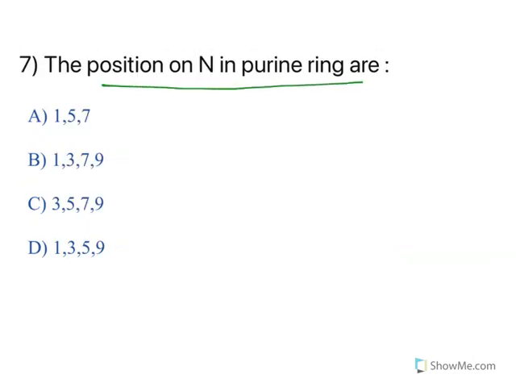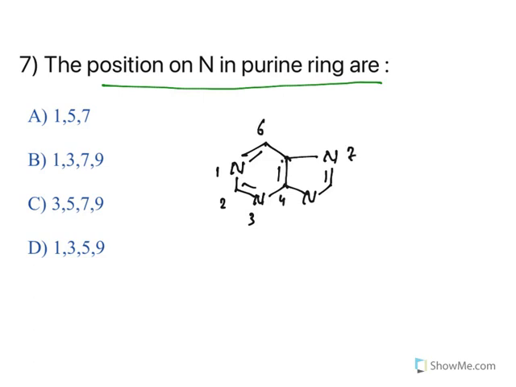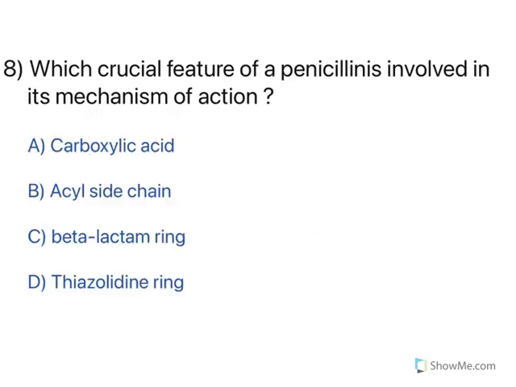Now the position of nitrogens in purine rings. Again, you need to know what a purine ring is. Purines and pyrimidines are basic nitrogen rings present in DNA and RNA. Now this is what a purine ring is. When you see the numbering, it starts from here: 1, 2, 3, 4, 5, 6 here, 7, 8 and 9. So where do you have nitrogens? At the first position, third position, 7th position and 9th position. So what is the answer? 1, 3, 7, 9. This is the answer. Moving to the next one.